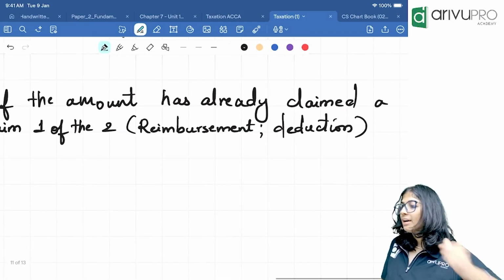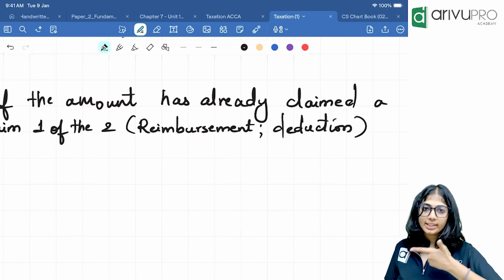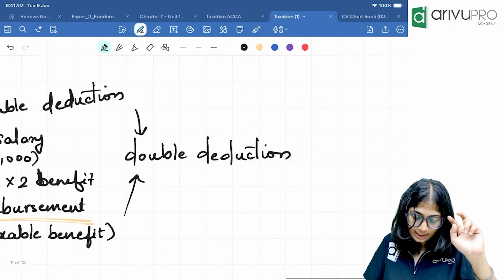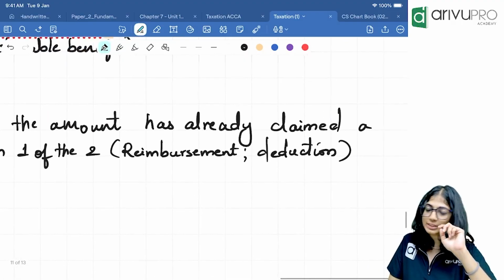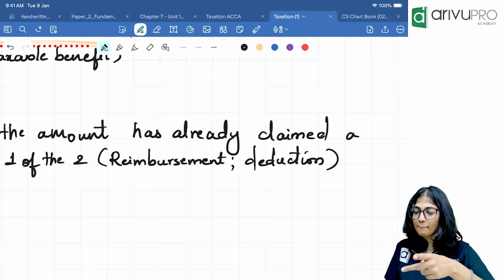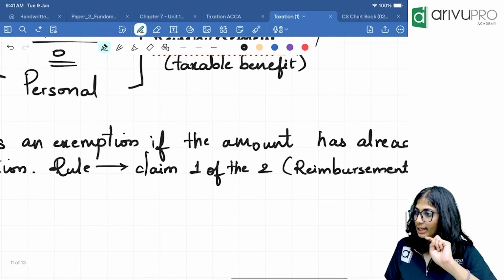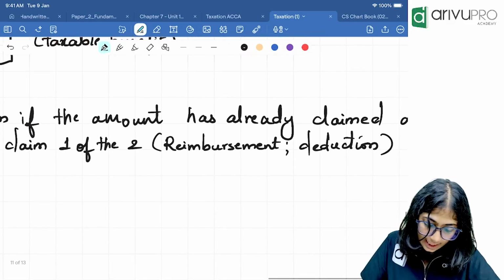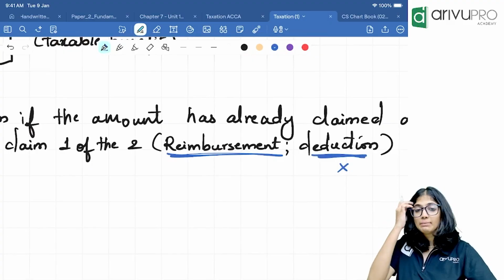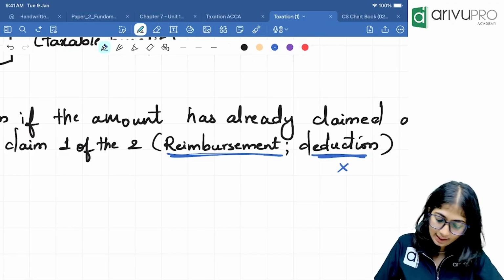You can only have a reimbursement from the company, or you can use that amount as a deduction for tax purposes. Only one. If you use both, what happened? Double deduction. You're getting twice the benefit for the same amount, either in the form of deduction from tax or in the form of reimbursement. So you have to claim only one of the two. For example, the company has reimbursed the expense. Again, you cannot claim a deduction. The same amount you cannot claim a deduction. So this reimbursement expense is going to be a taxable benefit.